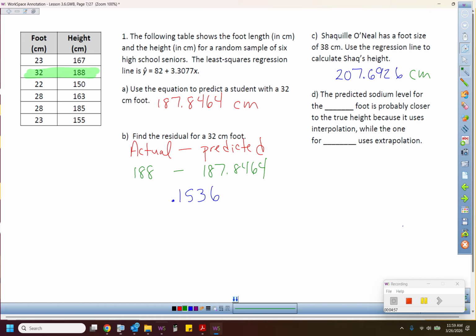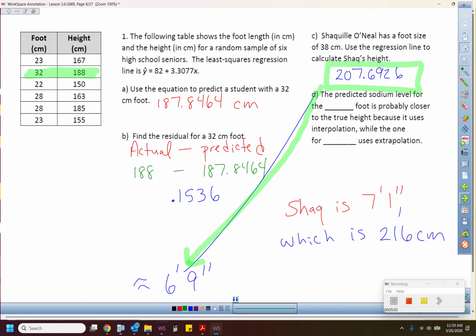So I went and figured 6'9". You have to write this down. This equation predicted Shaq to be 6'9" tall. And then I looked it up. He's actually 7'1". That is a difference of 4 inches. Are you with me on that? They're off by 4 inches. Do you feel that this equation was accurate for Shaq? They said predict his height, and they're off by 4 inches.